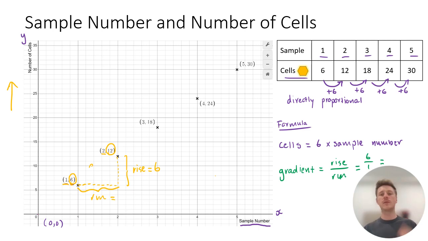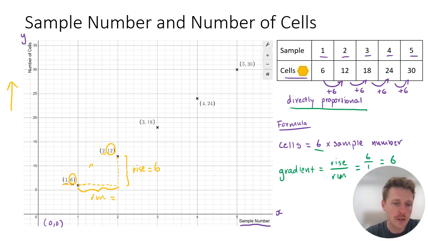6 divided by 1. Well, if I've got 6 pens and I share it with one person, how many does everyone get? Well, that one person gets all of them. So the answer is 6, which is the same as what we got before. So 6 is our gradient, and it's directly proportional. Okay, so we're done. We don't need to add anything or subtract anything because it varies directly with this. In this case, the number of cells varies directly with the sample number.